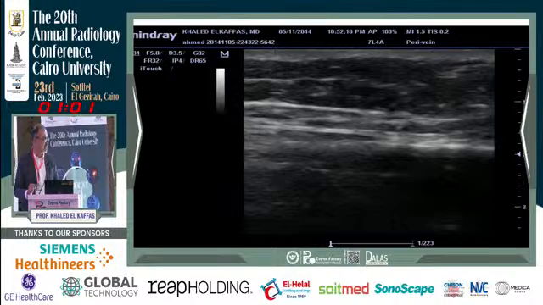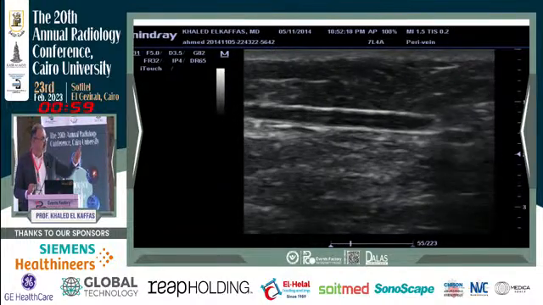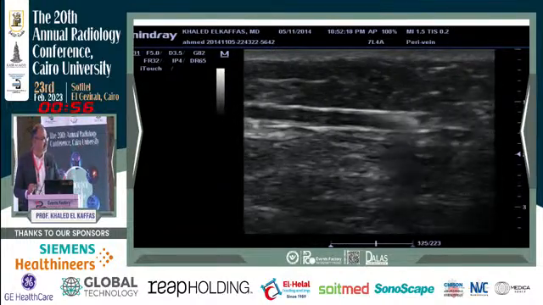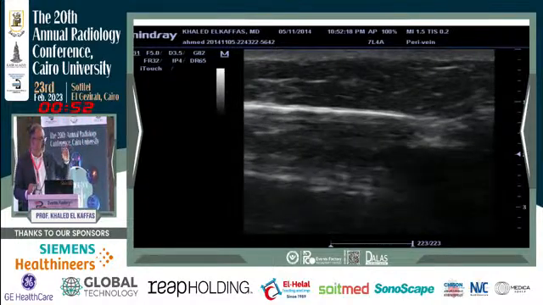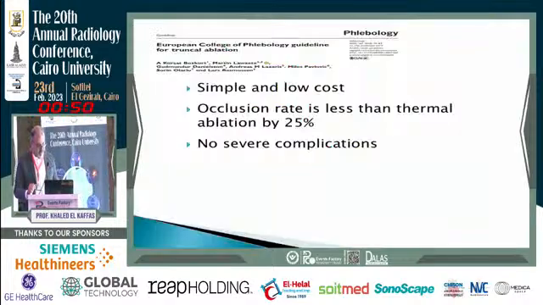We use ultrasound to guide the needle puncturing the great saphenous vein. Here we access the vein and start injection of the foam. The foam is very white inside the vein. It causes spasm and obliteration of the vein. It's very simple and low cost, but the occlusion rate is questionable. It's about 25% less than thermal ablation. It has no severe complications.